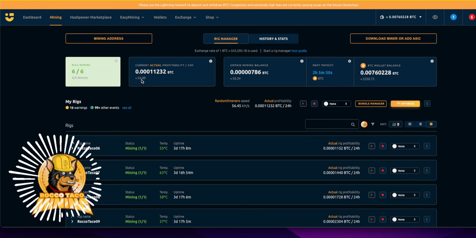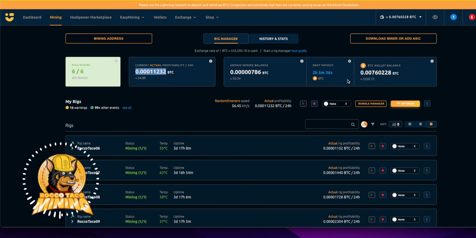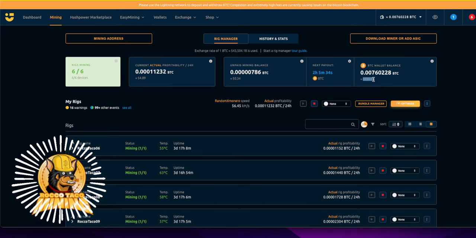But the real trick is, again, try not to look at this number, the fiat, but look at what you're accumulating right here. So right now I'm up to 0.0076, which is kind of cool. And that equates to what, $330? Woohoo. That is tied to the current spot price of Bitcoin. So again, if it shoots up to 39,000 again.